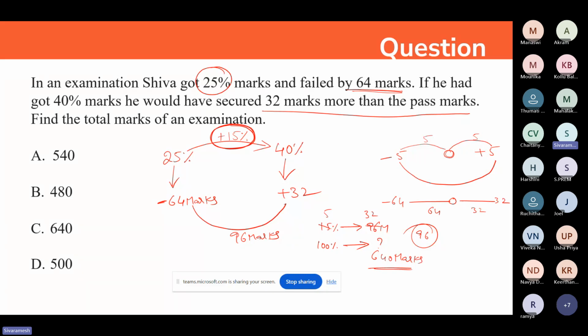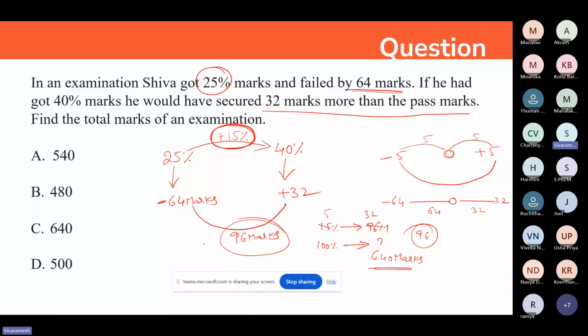The major part is here. 25% marks, you failed your exam by 64 marks. And when you studied well and got 40% marks, you scored 32 marks more than the pass marks. The difference is 15% on the upper side, and minus 64 to plus 32 is a difference of 96. Okay, this is very important. And that 15% is 96.